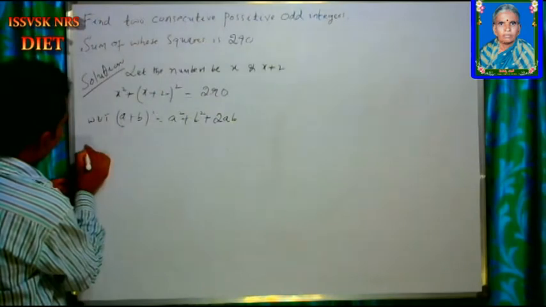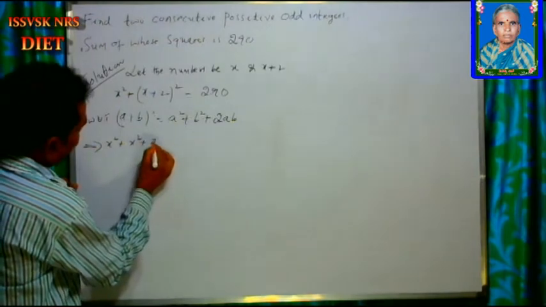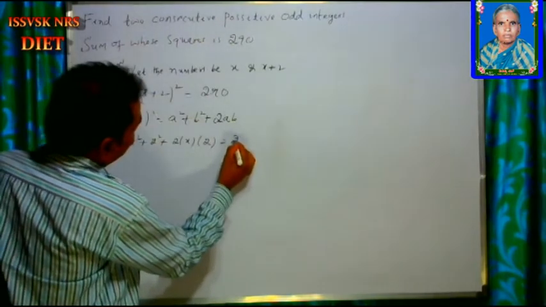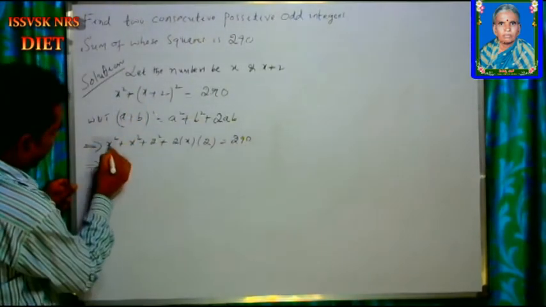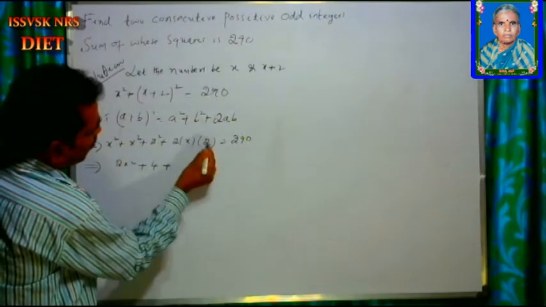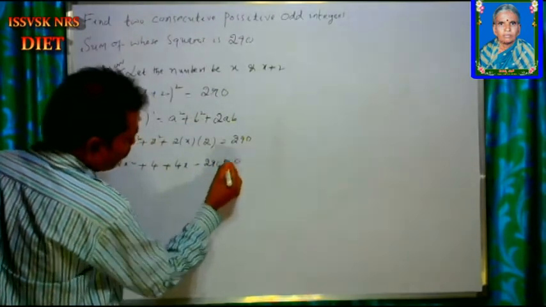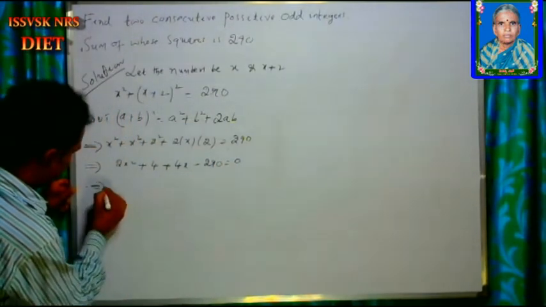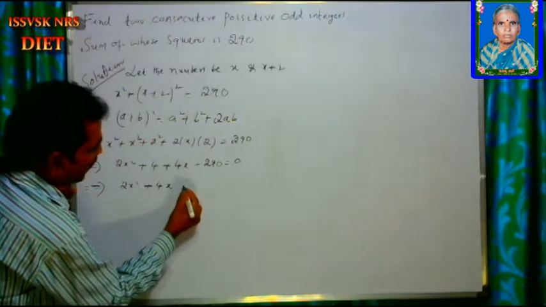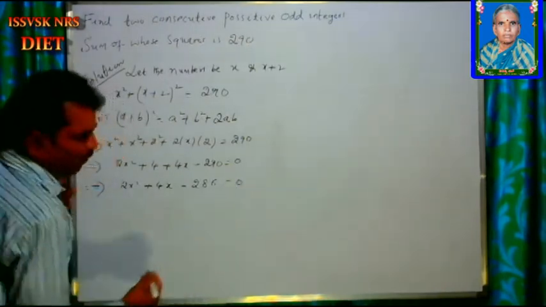Therefore, the above equation implies x square plus x square plus 2 square plus 2 into x into 2 is equal to 290, which implies 2x square plus 4 plus 4x. Take 290 this side: minus 290 is equal to 0, which implies 2x square plus 4x plus 4 minus 290, that is minus 286, is equal to 0.